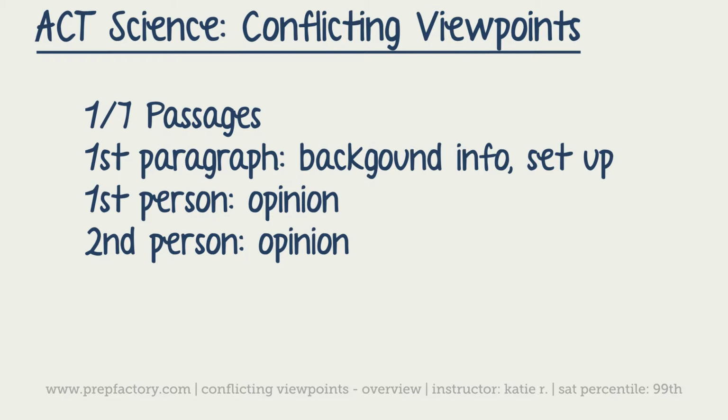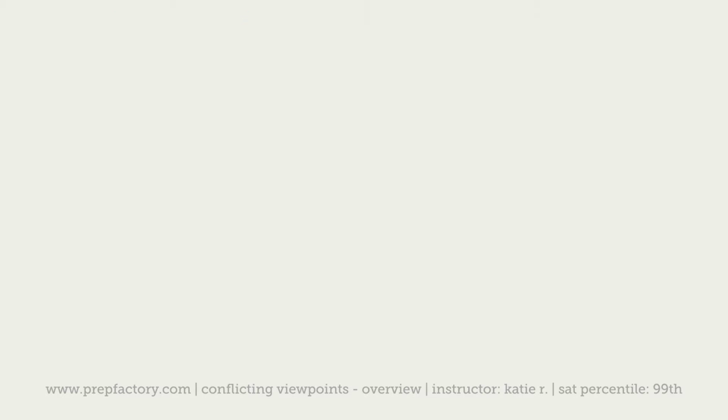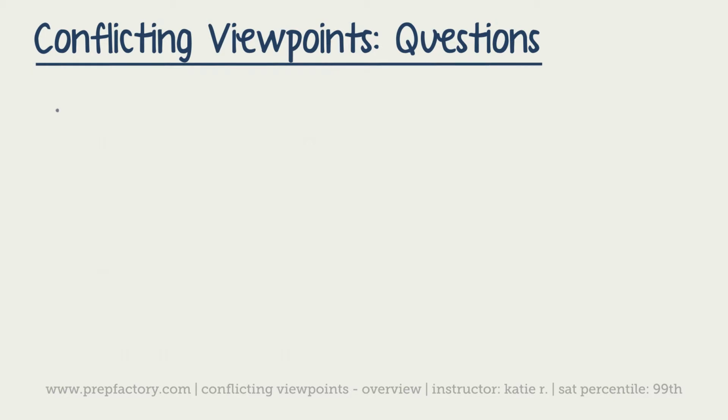Now, conflicting viewpoints questions can ask about a number of different things, so let's go over those now. The most simple are basically opinion questions. An opinion question is going to ask what is passage 1 or author 1's main opinion, what is author 2's main opinion, that sort of thing. That's pretty straightforward. It's just what the main idea of both people is. That shouldn't be too hard to identify either, because they want you to be able to identify that so that you can then deal with more complicated ideas.